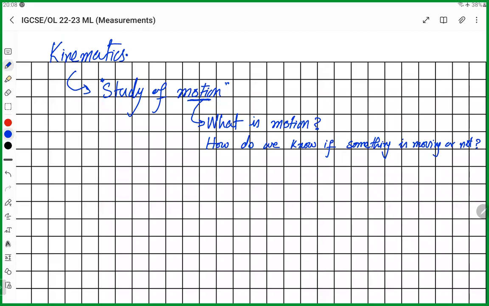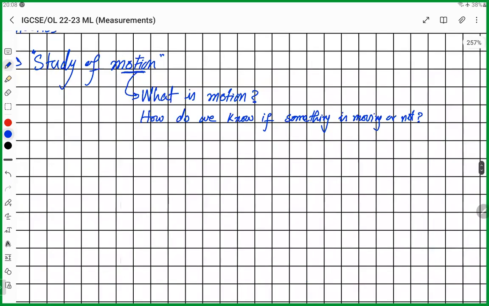Now, apparently, it seems like a very obvious question, very simple to respond to. But when we start answering this question, we feel that we are running short of ideas. How would we know if something is moving or not?